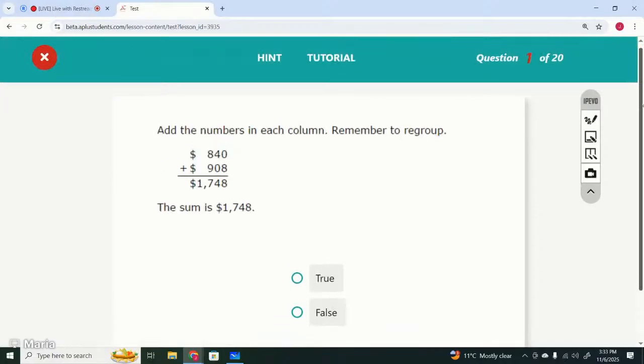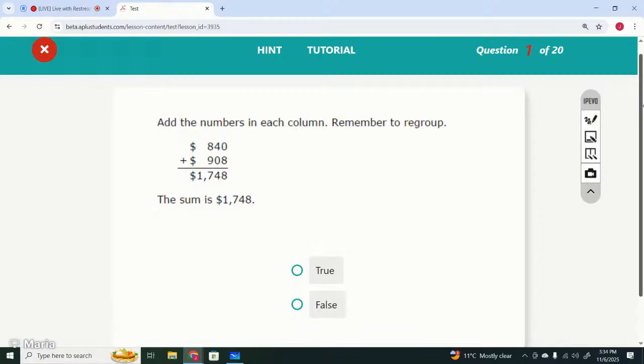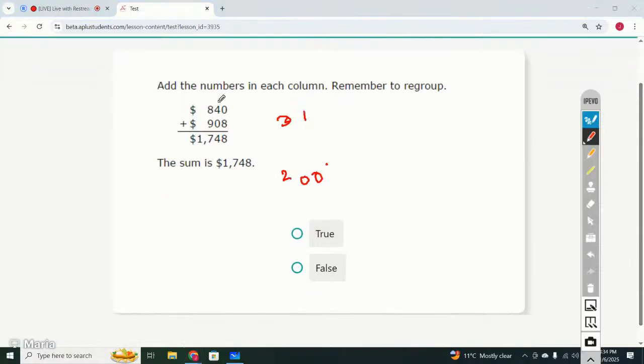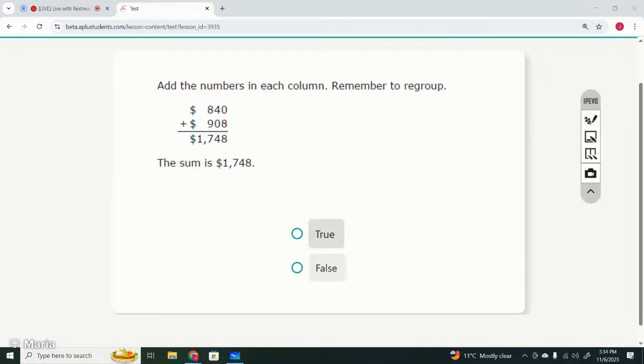Add the numbers in each column. Remember to regroup. Okay, let's just see. 0 plus 8 is 8. 4 plus 0 is 4. And 9 plus 8 is 17. That is $1,748. So true it is. The correct option is true. Option number 1 is the correct option.